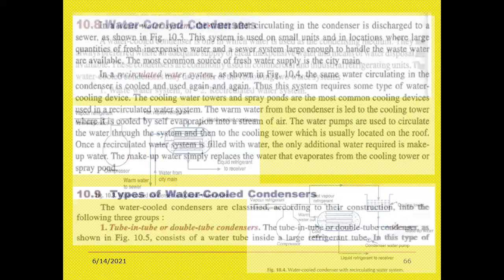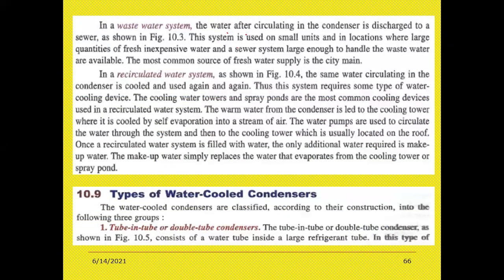In the wastewater system, the water after circulating through the condenser is discharged into the sewer. Sewer means the drainage, so here the water is going into the drainage as shown in the figure. This system is used on small units and in locations where large quantities of fresh, inexpensive water and a sewer system large enough to handle the wastewater are available. The most common source of fresh water supply is the city main, right?